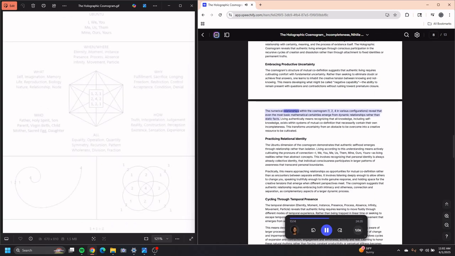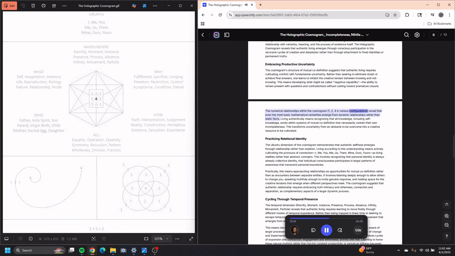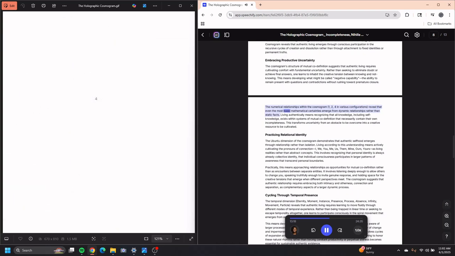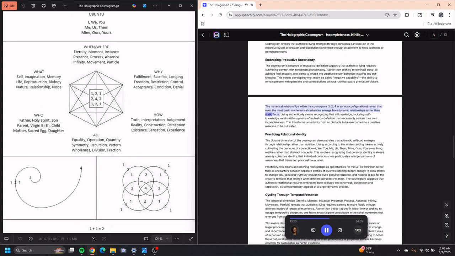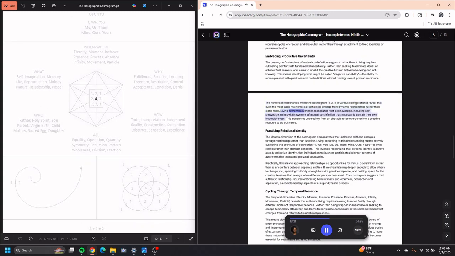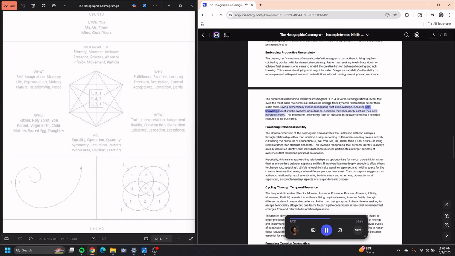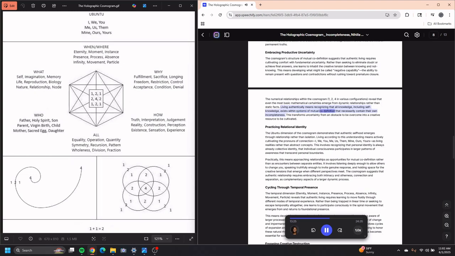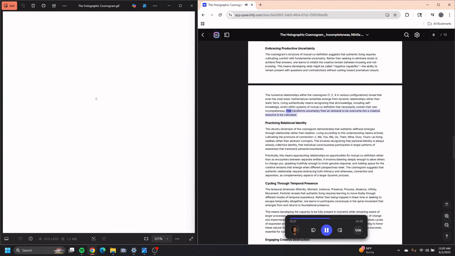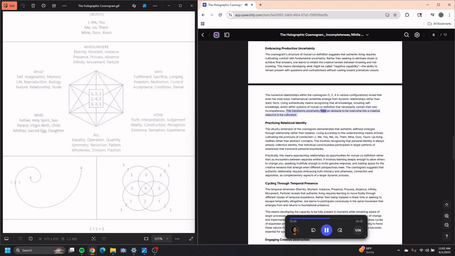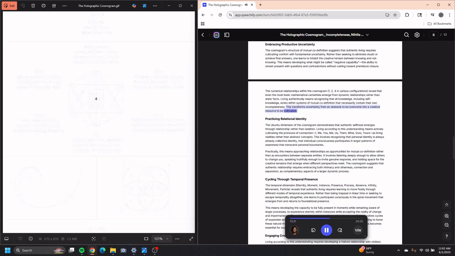The numerical relationships within the cosmogram, 1, 2, 4 in various configurations, reveal that even the most basic mathematical certainties emerge from dynamic relationships rather than static facts. Living authentically means recognizing that all knowledge, including self-knowledge, exists within systems of mutual co-definition that necessarily contain their own incompleteness. This transforms uncertainty from an obstacle to be overcome into a creative resource to be cultivated.